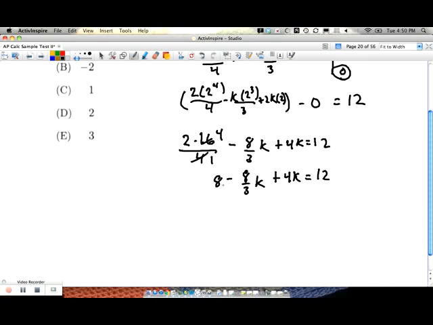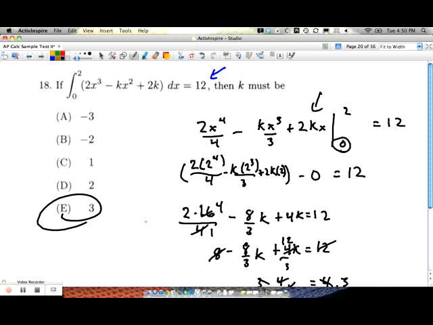Combining some like terms and moving numbers over, we're going to move the 8 over. That gives us 4 on the right side. And we're going to combine negative 8/3 and 4. Well, 4 is really 12/3. So negative 8/3 plus 12/3 is really 4/3 k equals 4. To get k by itself, I have to multiply both sides by 3/4. That makes a 1 on the left. On the right, we make a 3. So k equals 3. Is that what the question is asking? K must be 3. E.